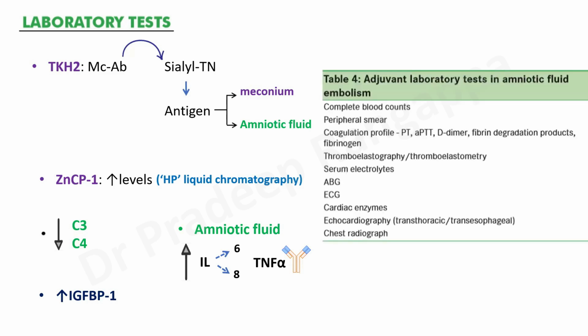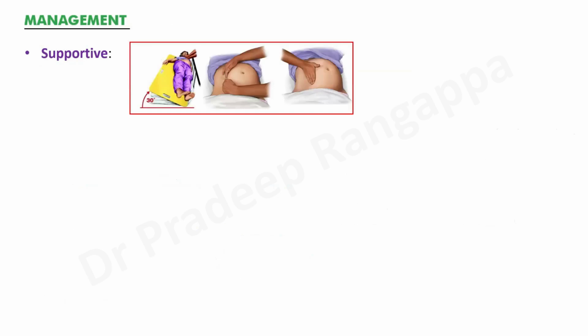And there are other adjunct lab tests that one should do to monitor the coagulation, the complete blood counts, the platelets, the acid base status and ECG, and so on. But these are certain specific tests that they have identified which tend to go up in amniotic fluid embolism. So the management is predominantly supportive, as I said, because there is a sudden cardiorespiratory compromise and patients can have cardiac arrest.